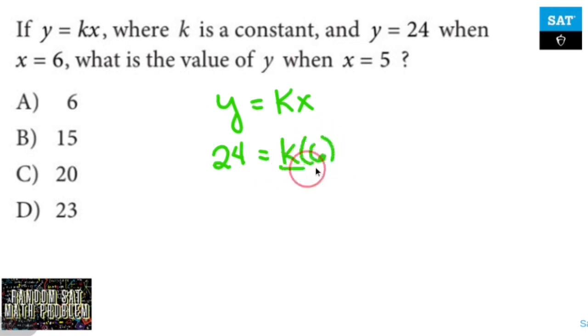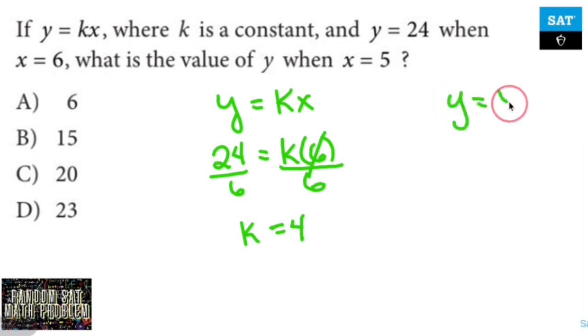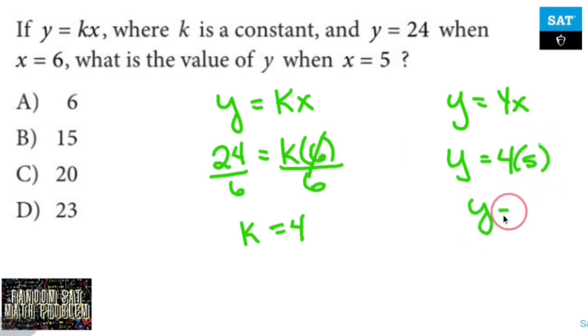So in order to find k, I divide everything by 6, and that tells me that k is 4. So I can rewrite this equation right here as y equals 4x now that I know what k is. So if y is 4x and then they say find y when x is 5, all right, well, y is 4 times 5 instead of 4 times x, which means y is 20. That's it.